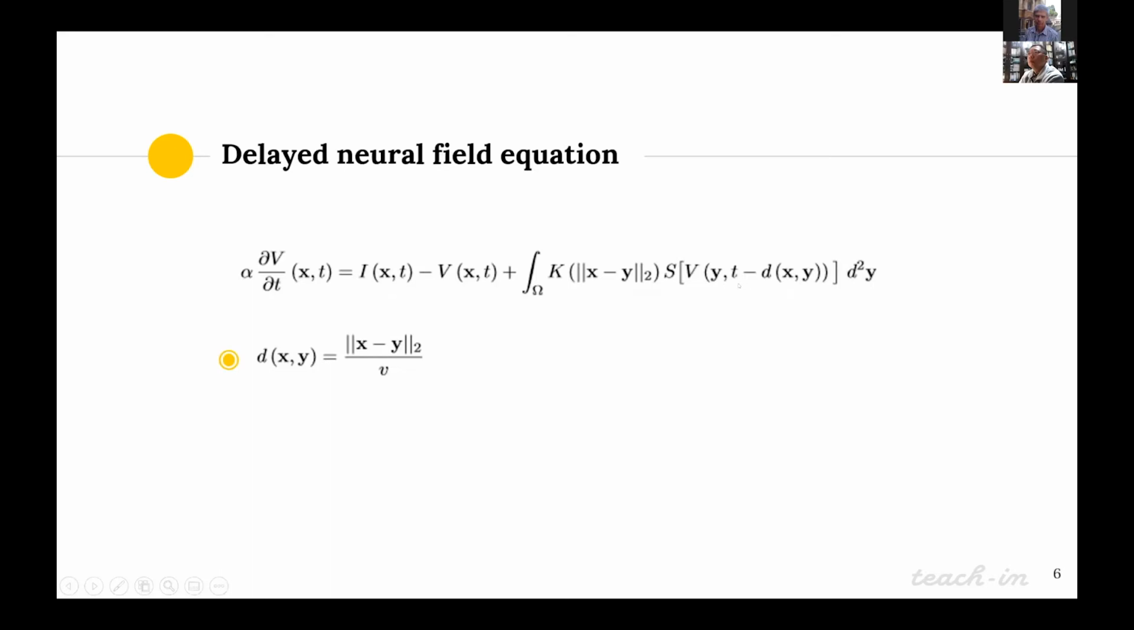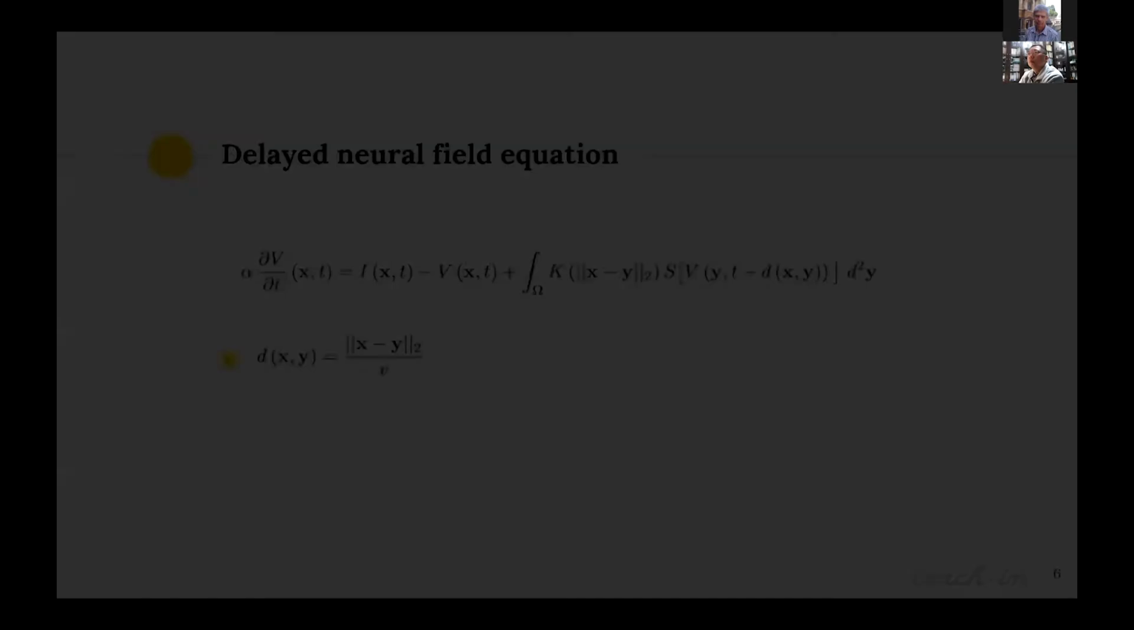What is the transmission delay? It is the time needed by the signal to reach the point Y from the point X. In this new version, which is called the delayed neural field equation, we have a delayed equation where D represents the transmission delay. So for the description of some phenomena, it's very important to take into consideration this delay. And we just assume that this delay is the quotient between the distance between neurons and the transmission speed V. So V here stands for the transmission speed, which we consider constant.